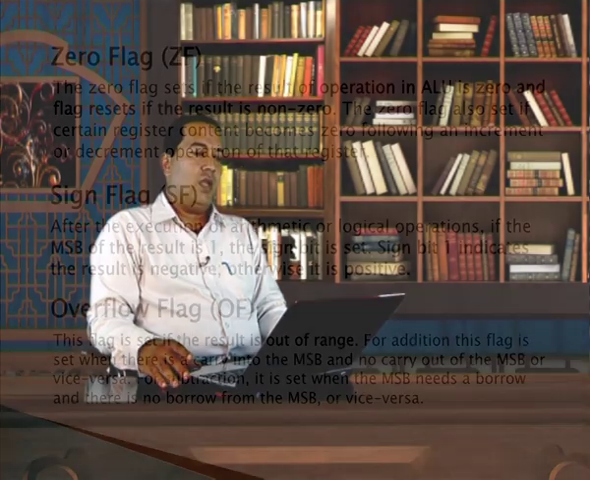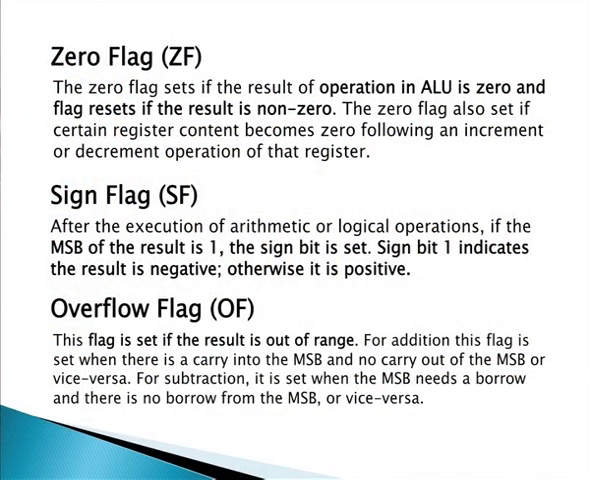But if we are working on sign magnitude arithmetic, then the most significant bit is a sign bit. If the result for the operation is such that MSB is 1, then the number will be treated as a negative number, and if the most significant bit of the result is 0, then the number will be treated as a positive number. Next we come to overflow flag.